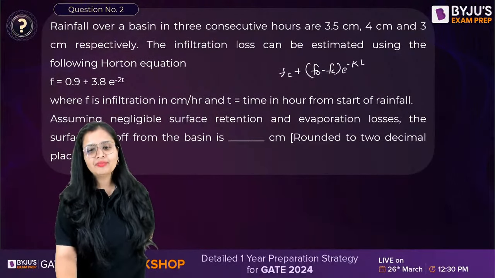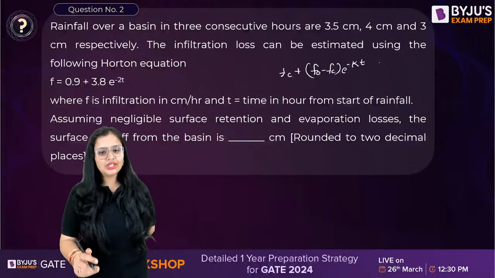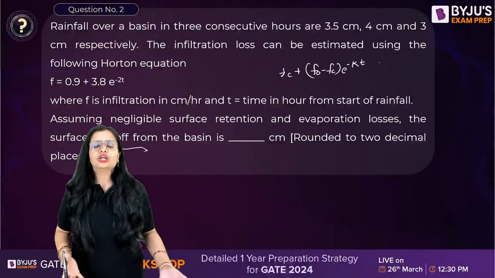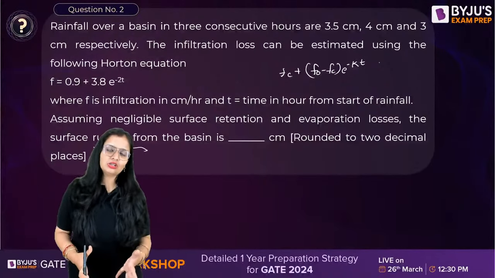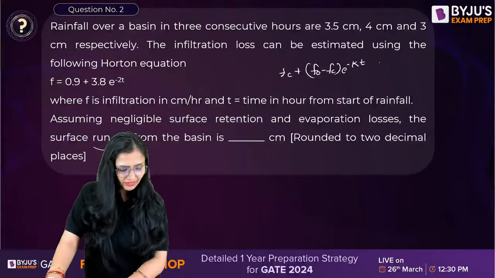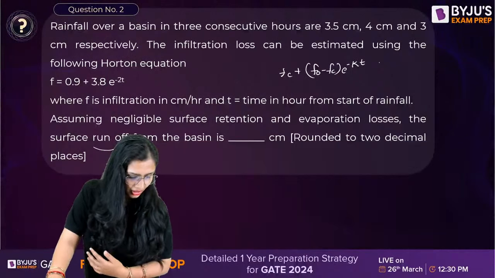Now in the question it is asking you to calculate the runoff. You know, runoff is total how much precipitation occurred minus infiltration. That will give you total runoff.